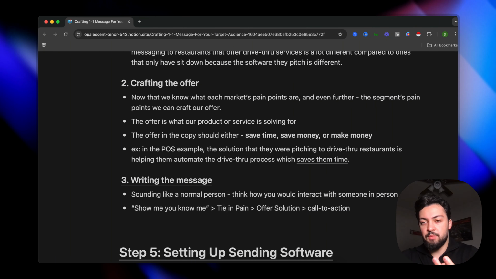Second aspect is tying in pain. So what's the pain that they're dealing with regarding their current situation, and your offer. The offer solution is your product or service, and how that's going to help them alleviate that pain. And finally is a call to action. That's you asking for a meeting, or asking, hey, can I send you more resources, things like that.